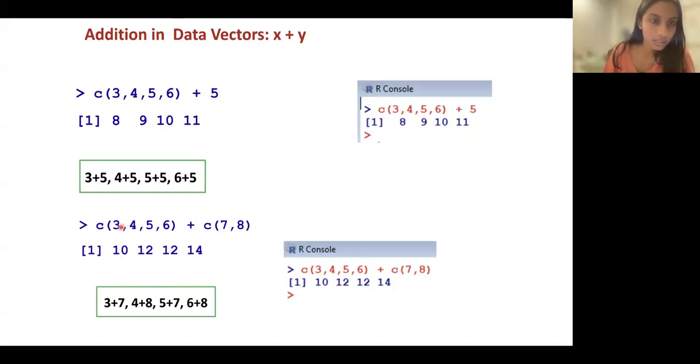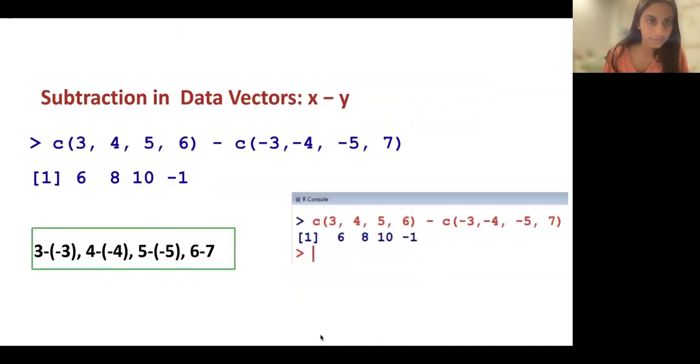Now, let's say you add two vectors of different sizes. It will first do the first element and first element, second element and second element, but there's no third element here. So again, it does third element and first element, fourth element and second element. It just keeps repeating itself. But you'll get a warning message saying the vectors are not of the same size. This is how addition works.